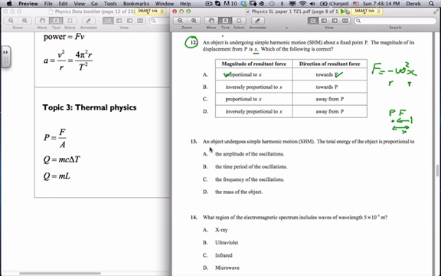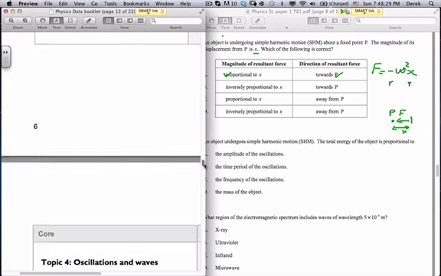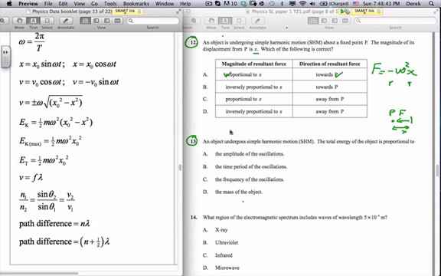That's straightforward. Looking at 13, an object undergoes simple harmonic motion, SHM. The total energy of the object is proportional to... Now let's just go to our data booklet and pull up our formulas. So we've got here our total energy. Our total energy is m omega squared x0 squared. So let's have a look and see which one would be the correct one.